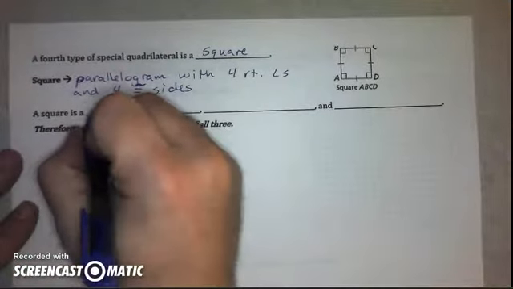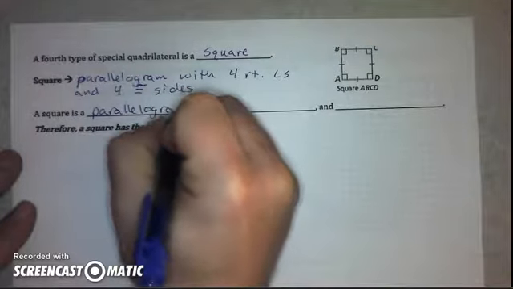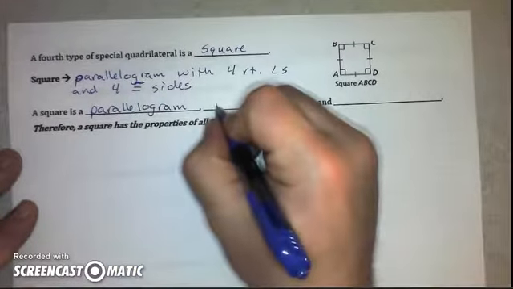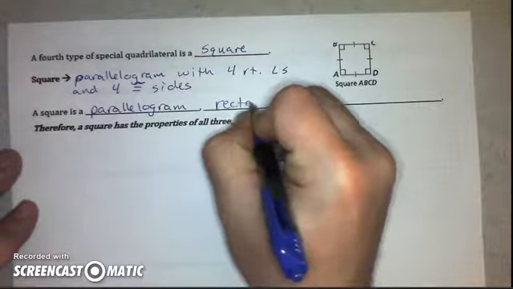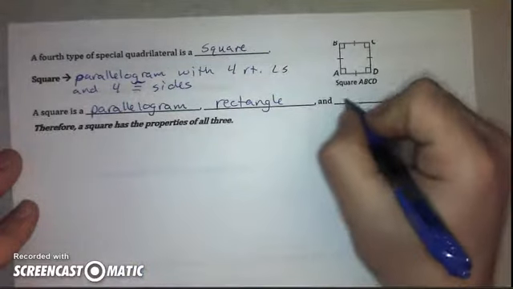Okay, a square is a parallelogram. And because it has four right angles, it's also a rectangle. And because there are four congruent sides, it is a rhombus.